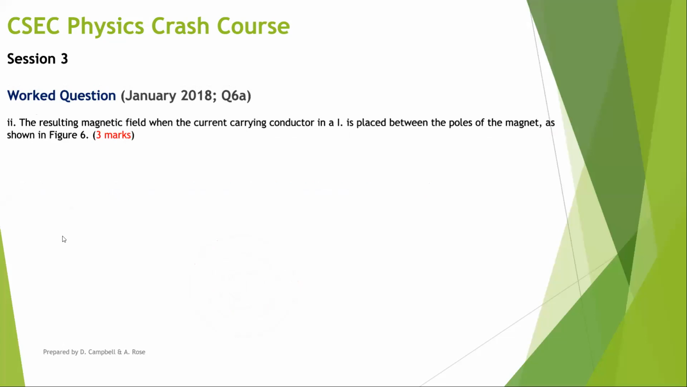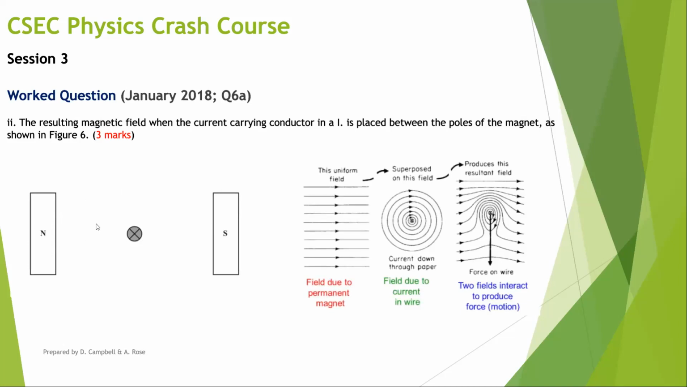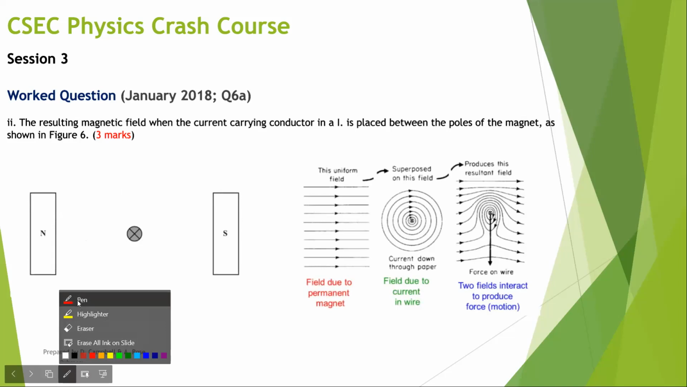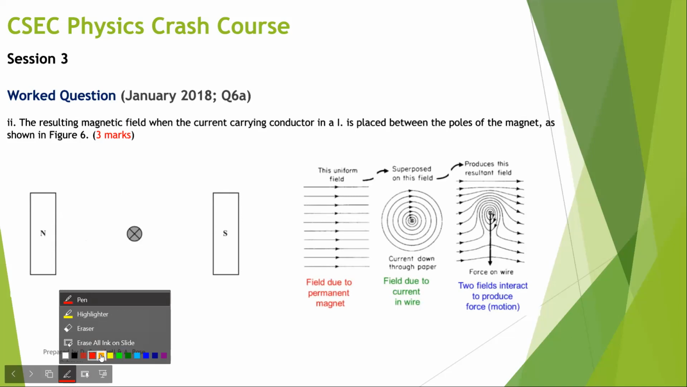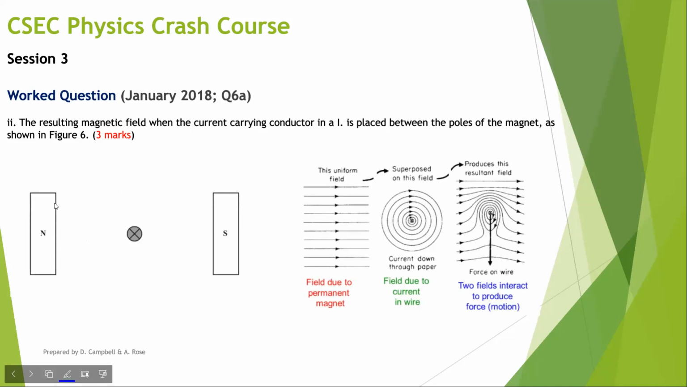Now, the resulting magnetic field when the current carrying conductor in the previous question is placed between the poles of the magnet as shown in the figure. All right, so here we have a permanent magnet and we have the magnetic field lines. We know that they would extend from north to south. However, the current carrying conductor is now interacting with that magnetic field. So you're going to have two magnetic fields interacting with each other, as was described earlier.